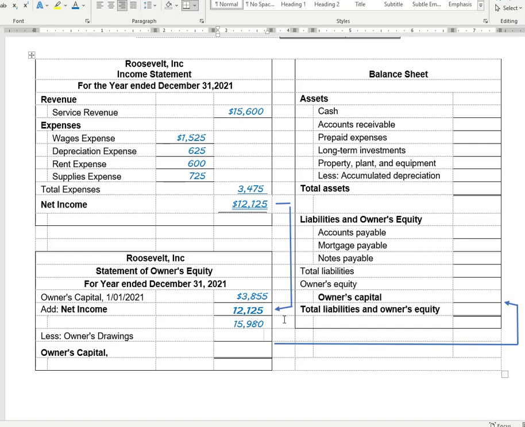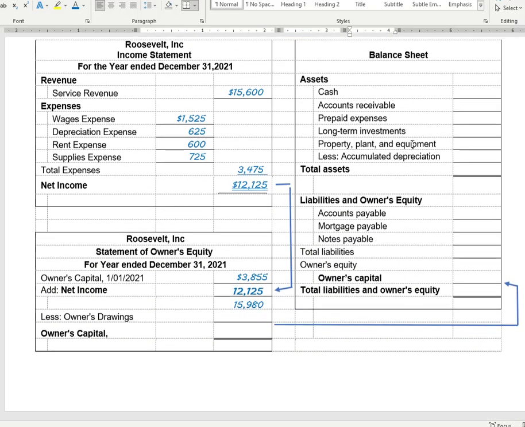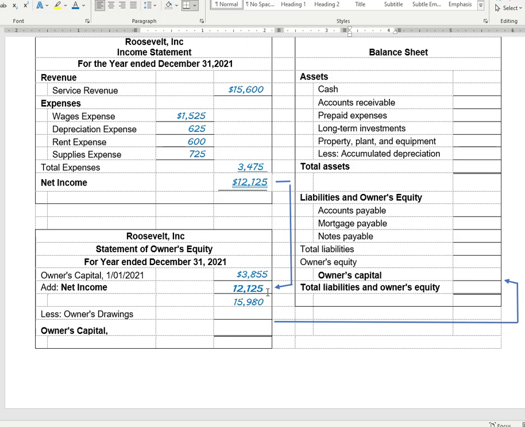I'm sorry, and our owner's capital is right here. Got cruising along and I forgot to stop and show you where the numbers were coming from. So that's our beginning capital. We have our net income from this statement, and then we have our subtotal.